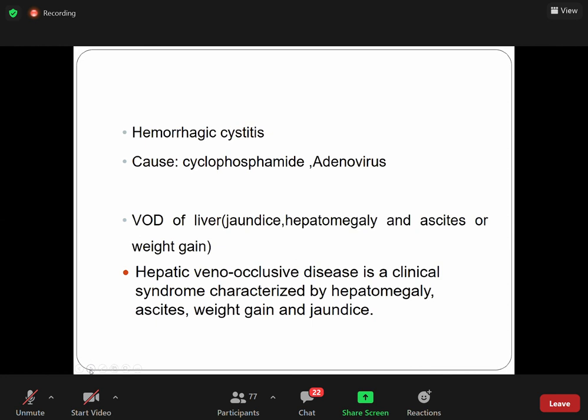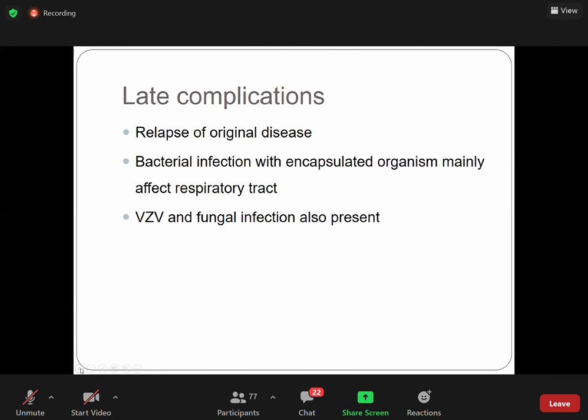What are the late complications? The first late complication is relapse of the original disease. In the patient, disease can relapse. Bacterial infection will affect the respiratory tract. Viral infections are also present in the late complications.